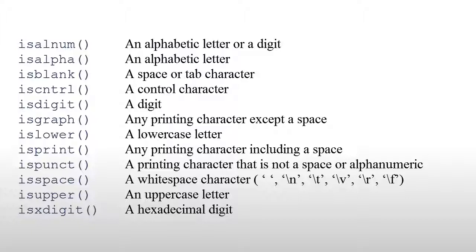So in addition to things like commas and full stops, it will also characterize characters such as plus and minus as punctuation. Then there's is_space, that's a white space character including things such as spaces, new lines and tabs. Is_upper, an uppercase letter. And is_xdigit, a hexadecimal digit.